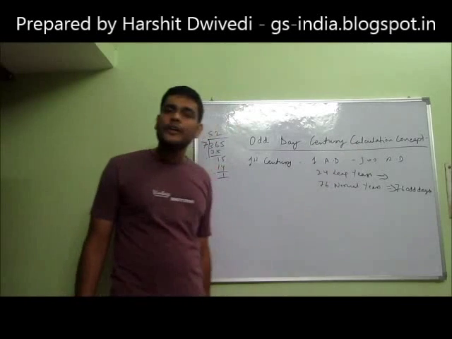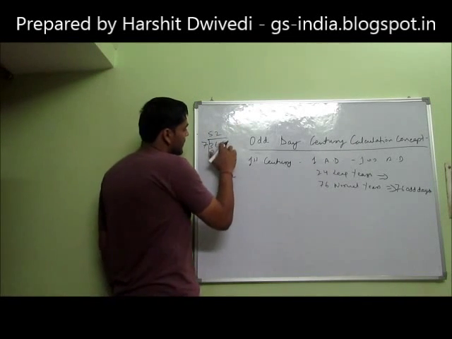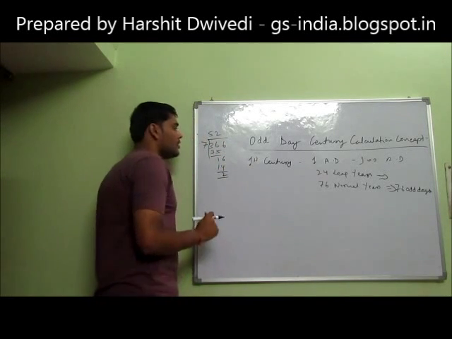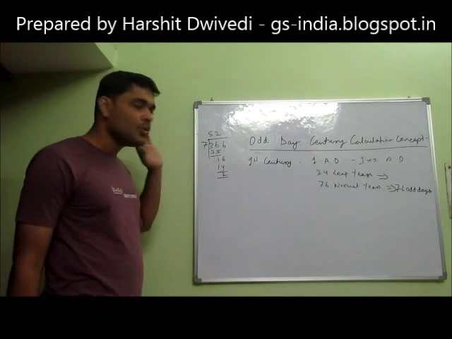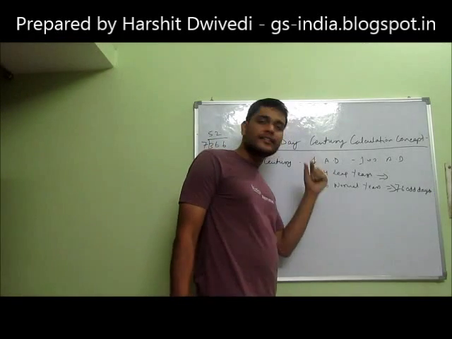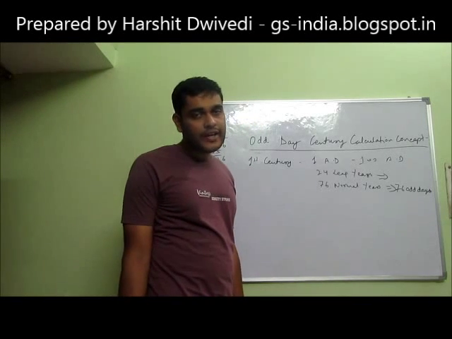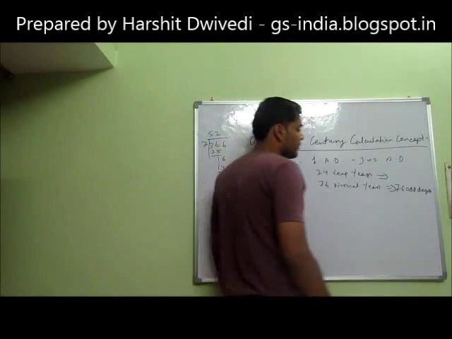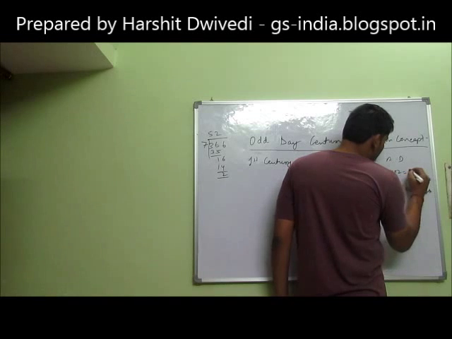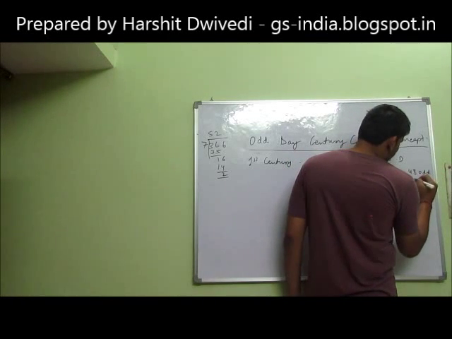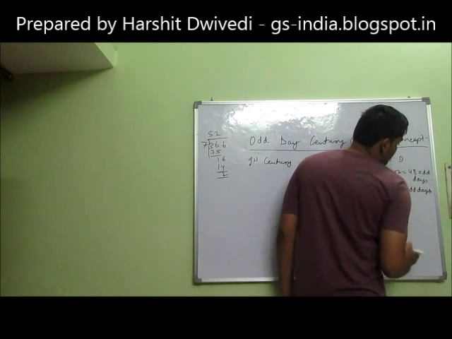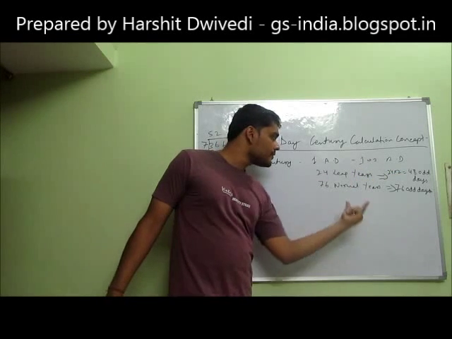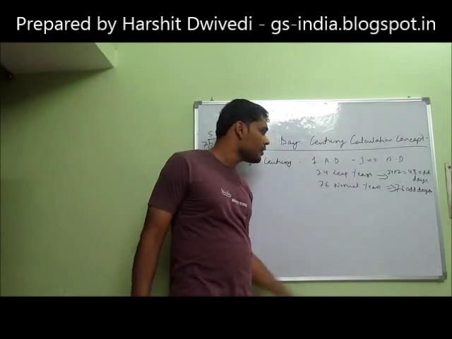For every leap year, how many odd days are there? Same concept. If I divide 366 by 7, I get 2 as the remainder. So for a leap year, the odd days are 2. So how many leap years are there? 24. For every leap year, 2 odd days. So for 24 leap years, 24 into 2, 48 odd days. So 48 odd days from leap years, 76 odd days from normal years.